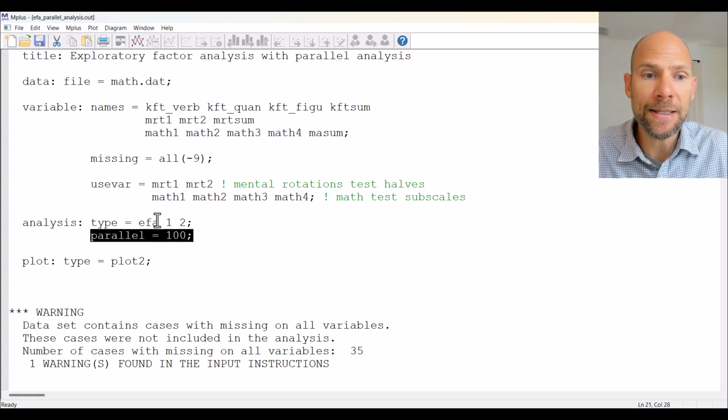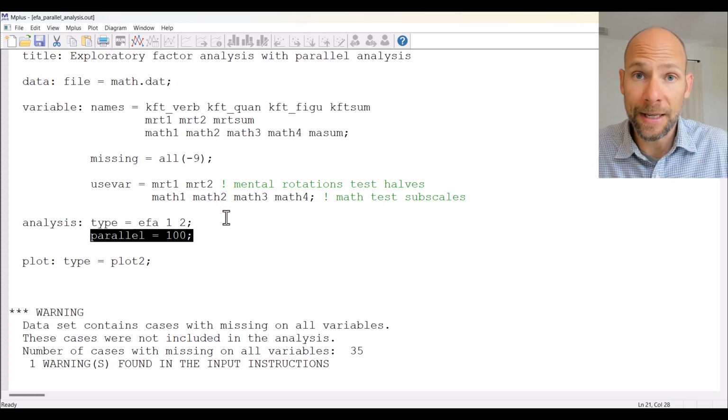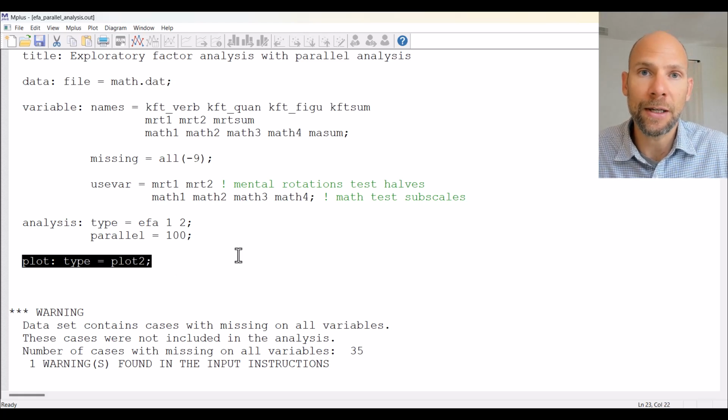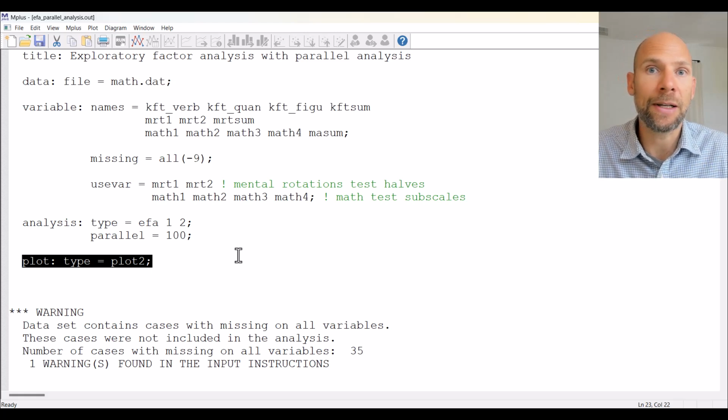The 100 means that 100 random data sets will be simulated and the results will be averaged across those 100 data sets for the parallel analysis to give us a little bit more certainty about the results. So we want to not just do this with one set of simulated data, but we want to do this with a little bit more data so we have more solid results. And then I'm also going to request the plot option type equals plot2, which allows me to take a look at the eigenvalues for both the actual data and the parallel analysis.